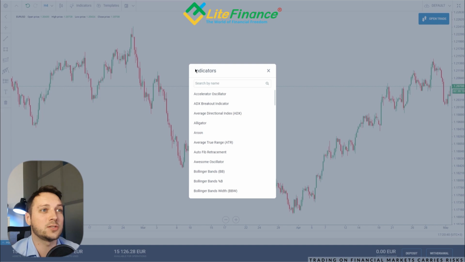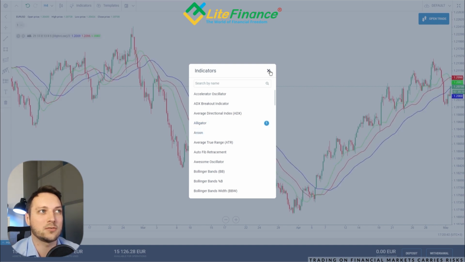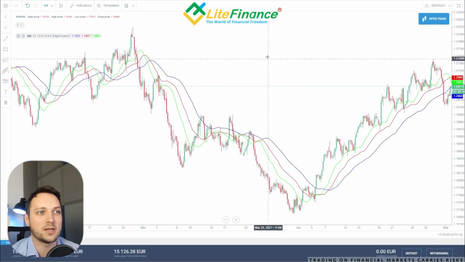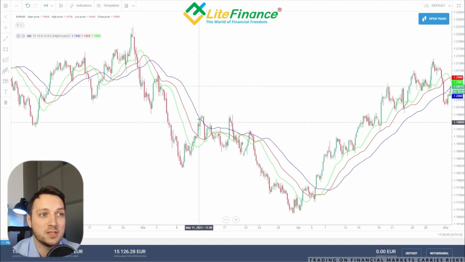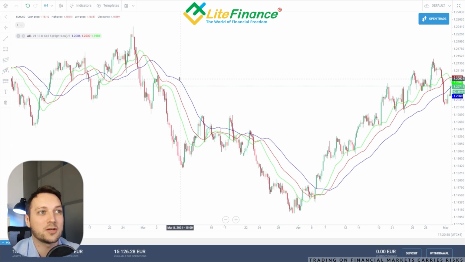Let's add our Alligator indicator to the chart. Hit the indicators tab, click the Alligator, and it is automatically added to our chart. As you can see, it consists of 3 moving averages, and they are named after the parts of the alligator's head. The green one is the fastest, the 5 period, and it is the lips. The red one is the teeth, the 8 length moving average. And the slowest one, the 13, is the jaw.